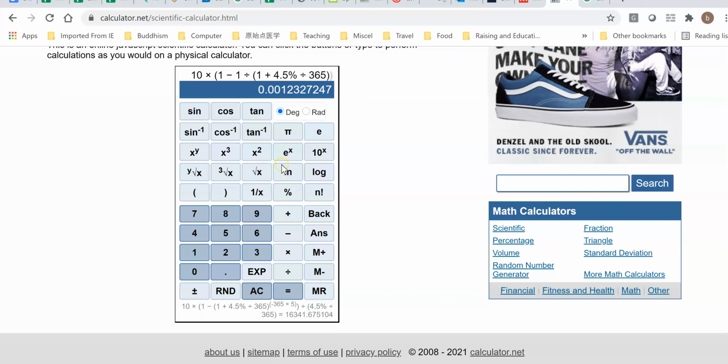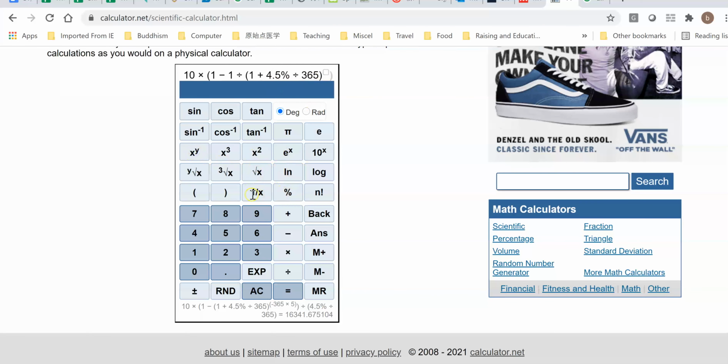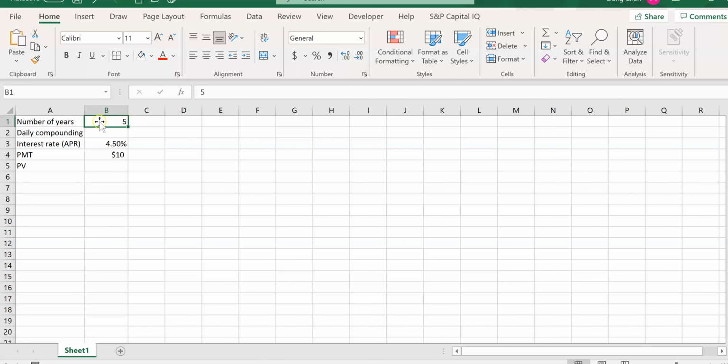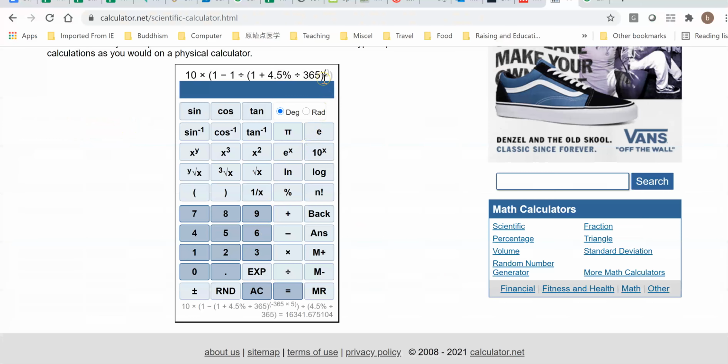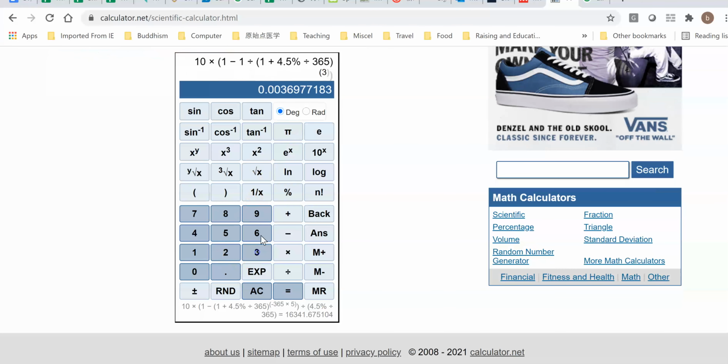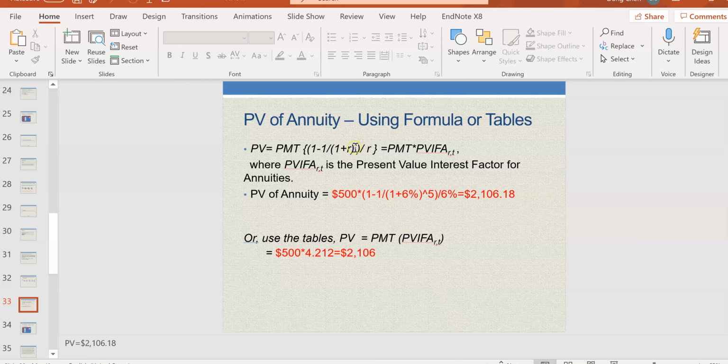So I need to use the power function, which is x to the y's power. And then I need to use the parentheses again because the power t, I need to convert to 5 years. Remember, going back to the setup here, we have 5 years, but we have the daily compounding. So I need to get the number of days. I need to do the calculation again, and to do the calculation, I need to use parentheses. So 365, and then times 5, and close that. And so I'm basically at here.